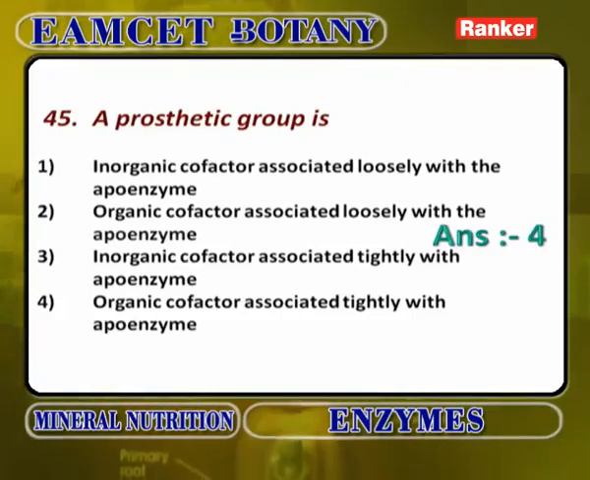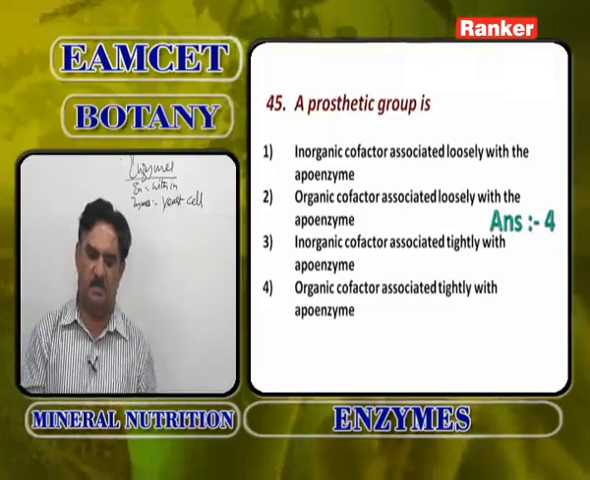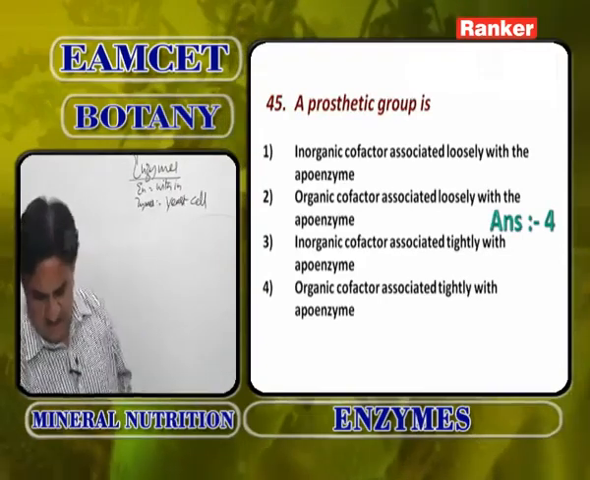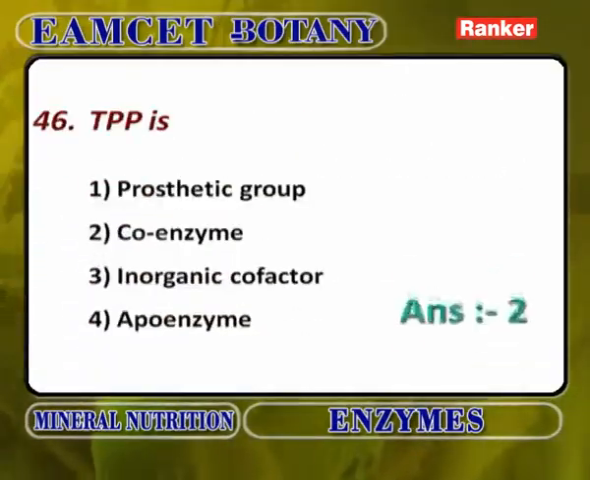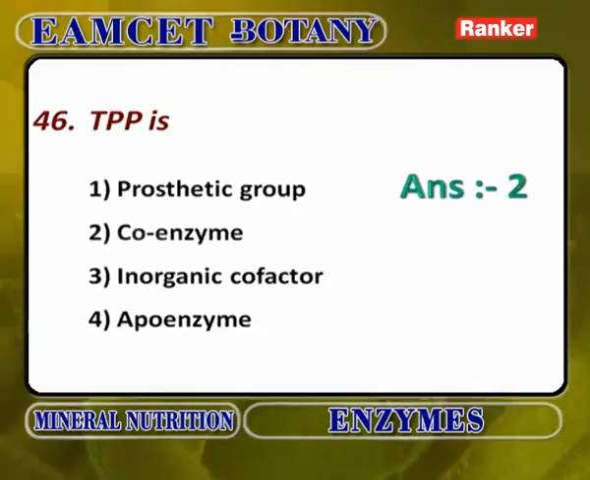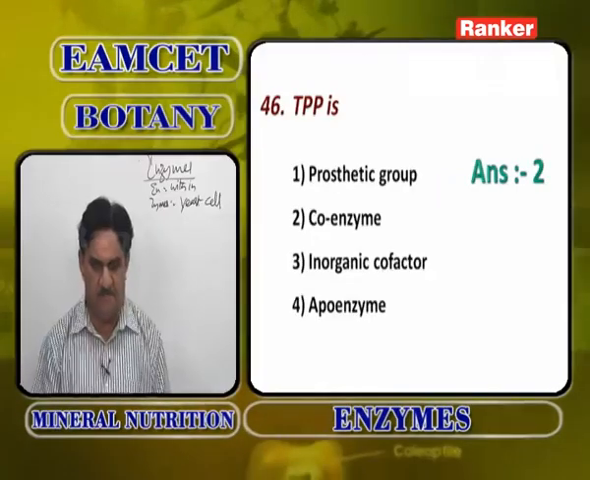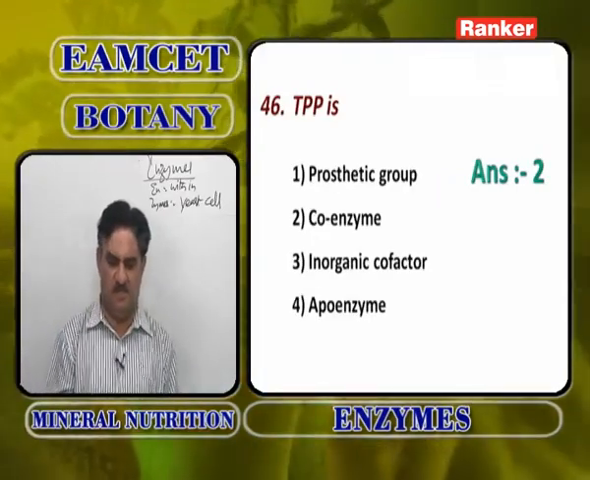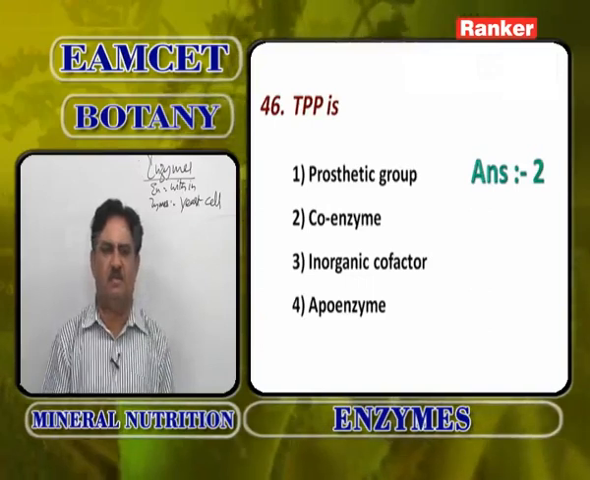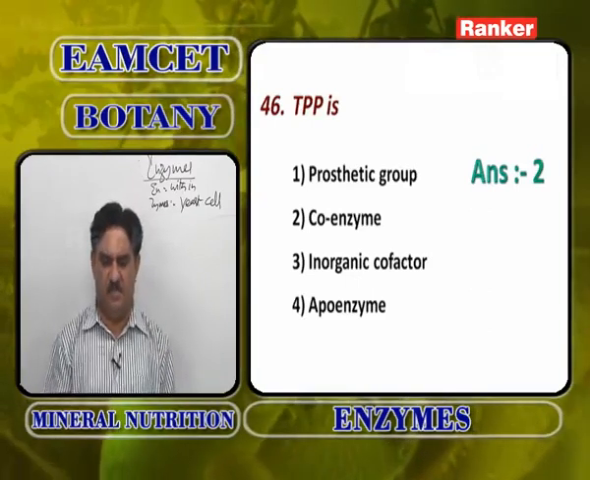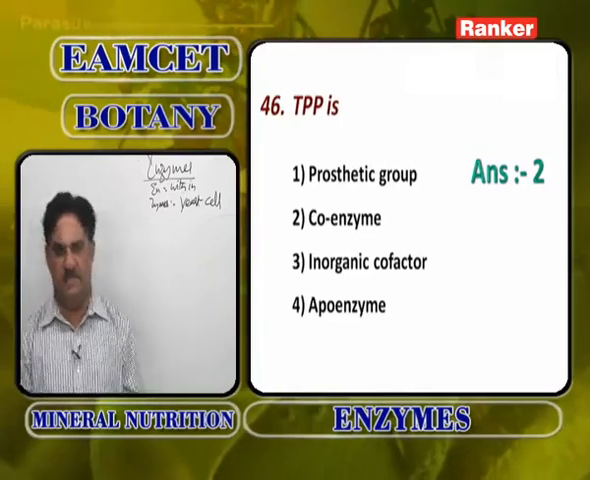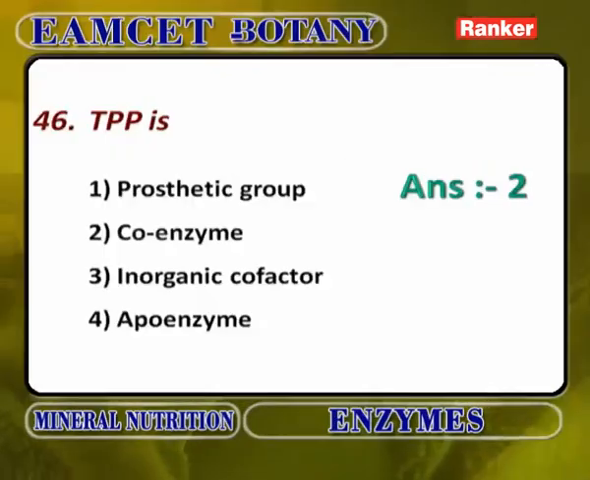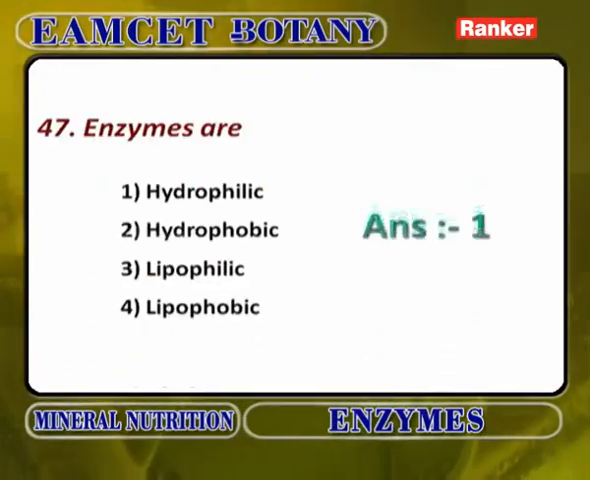Organic cofactor tightly associated with apoenzyme is correct. TPP means thiamine pyrophosphate. It is obtained from a special vitamin, thiamine. It is not a prosthetic group. It is not an inorganic cofactor. It is not the protein part of a conjugate enzyme, the apoenzyme. So, TPP is basically a coenzyme loosely attached to the apoenzyme.